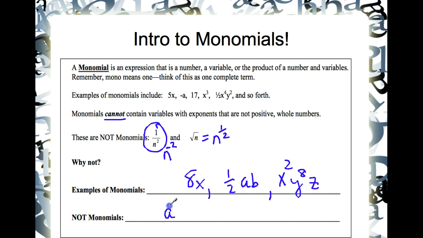So you can't have a to the negative third. You can't have the cube root of xy. You can't have xy to the 3/8 power. Okay? None of those are acceptable for the reasons I've outlined. Now, it doesn't mean you can't work with them. You will, in fact, work with them a lot. They're just not considered a monomial as written.